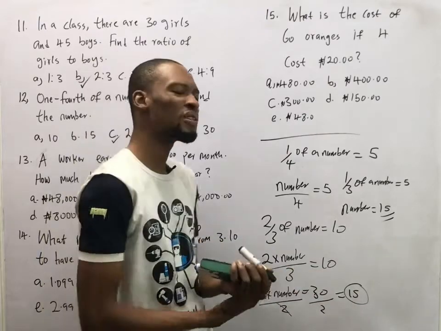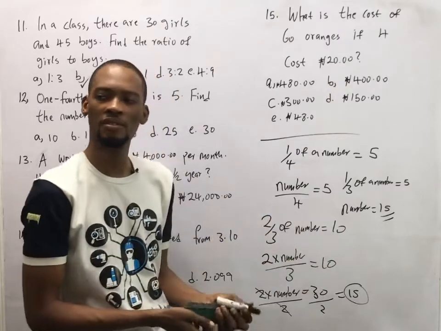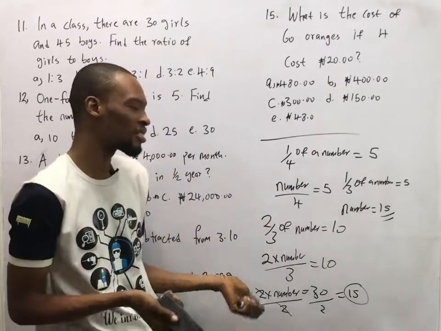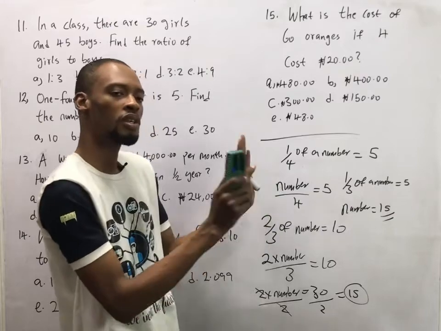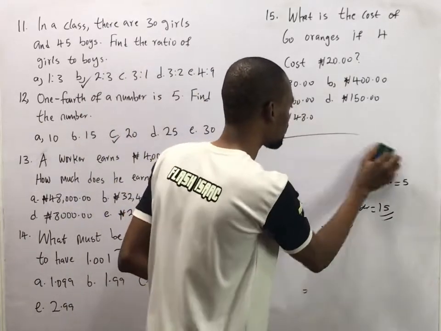So questions can come in many ways. They can say 4/5 of a number, 6/7, 1/7. In any way they put it, this is how you go about it. So they are pretty easy and pretty straightforward.